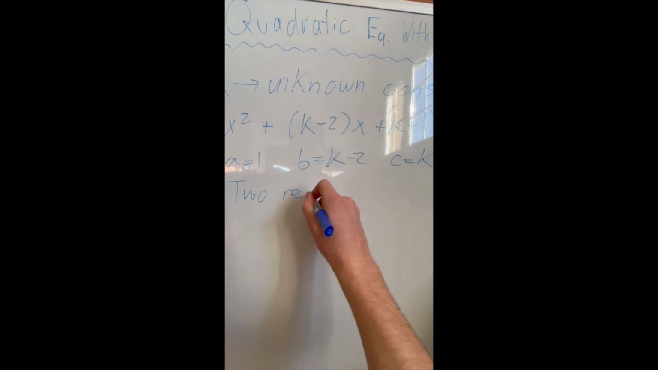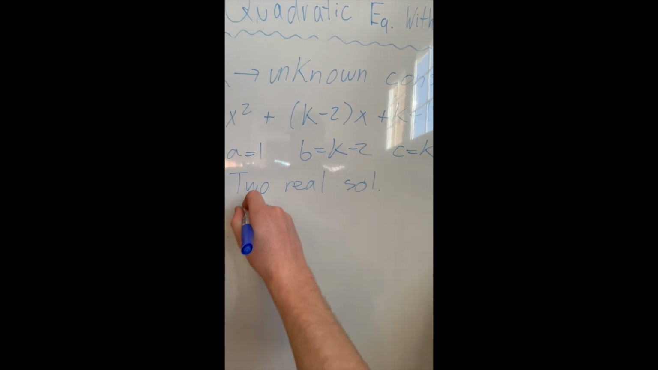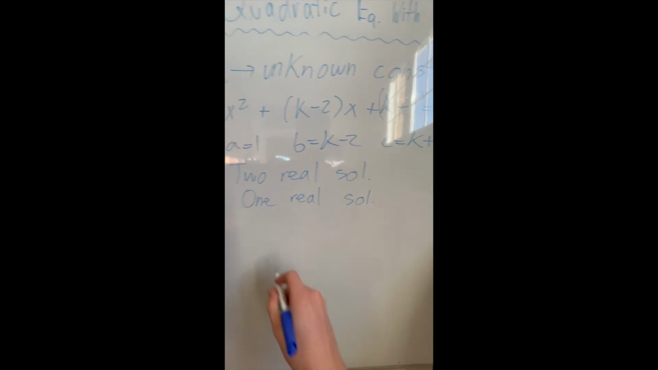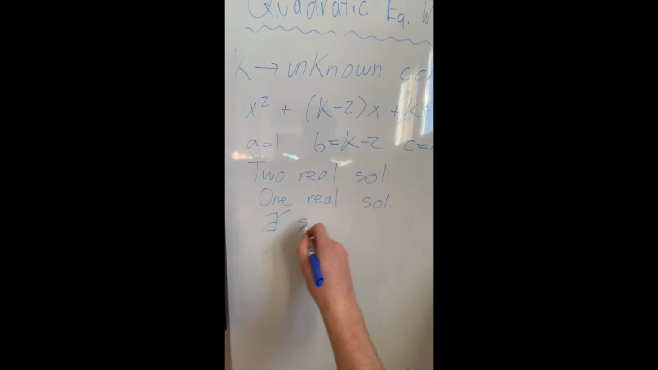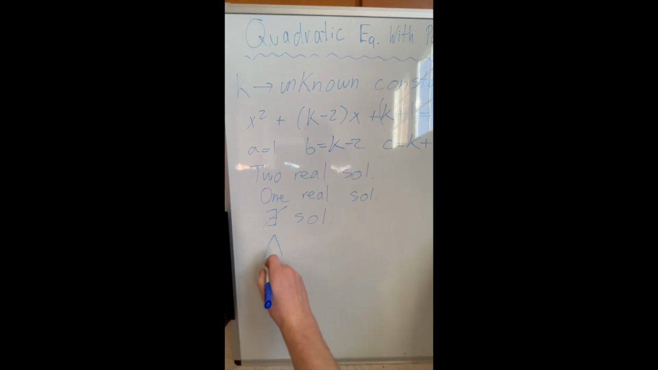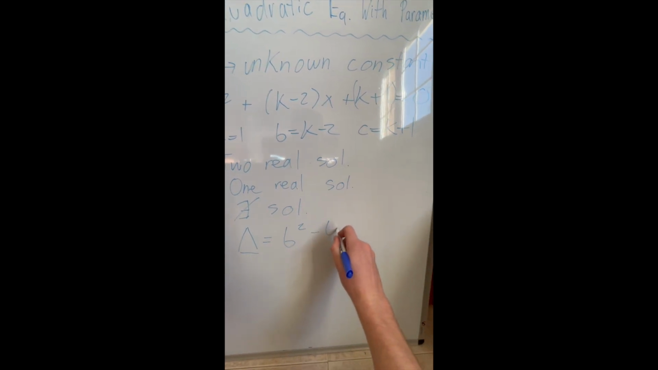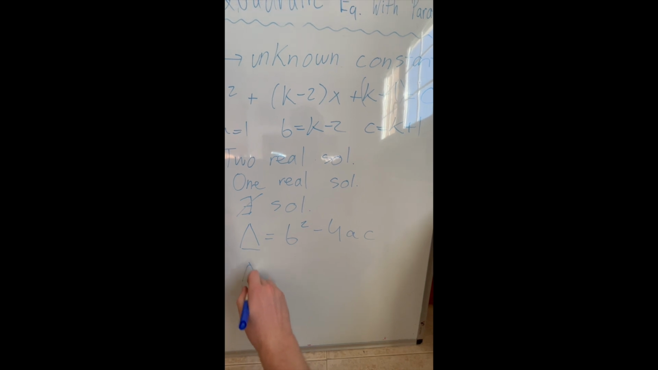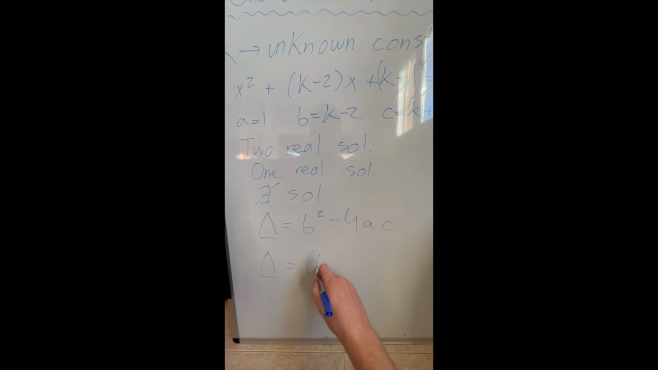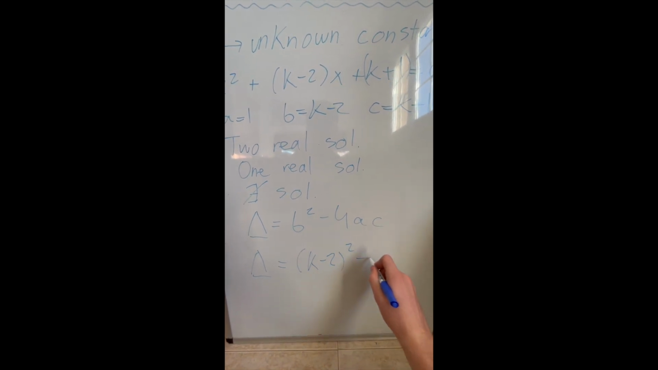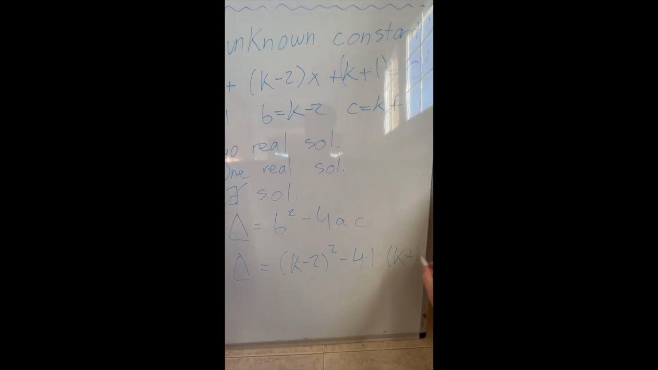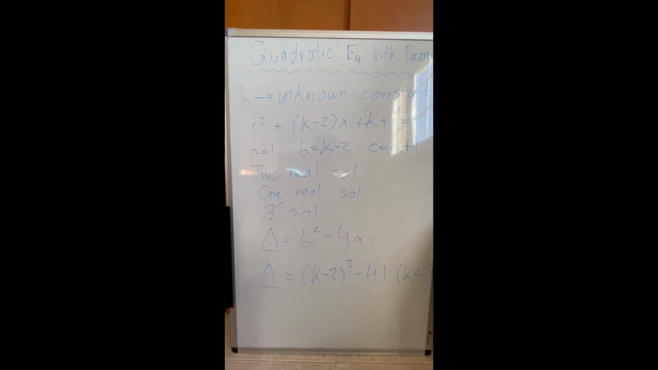Our task is to determine the values of k which result in 2 real solutions, 1 real solution, and no solution, which we know we can do by using our discriminant. Let's write down our discriminant, which is b squared minus 4ac. So, what is our discriminant for this equation? It is going to be b squared, (k minus 2) squared, minus 4 times a, which is 1, times c, which is k plus 1. And there you have it, that is our discriminant.